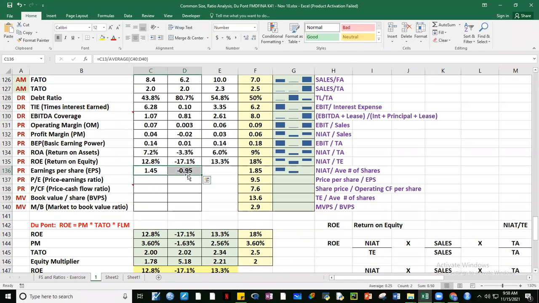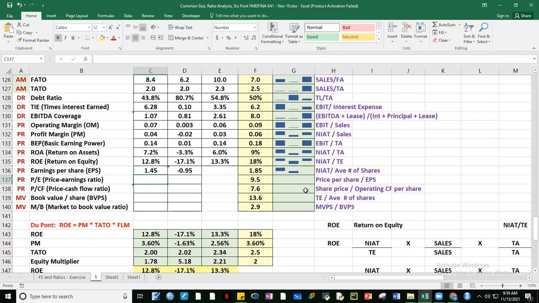Let's copy that to 2021. We can't copy that to 2019 because we have no shares in 2019. So EPS is negative in 2020 because our net income in 2020 is negative. Alright, but we still lose to the direct competitor because their EPS is 1.85, no?